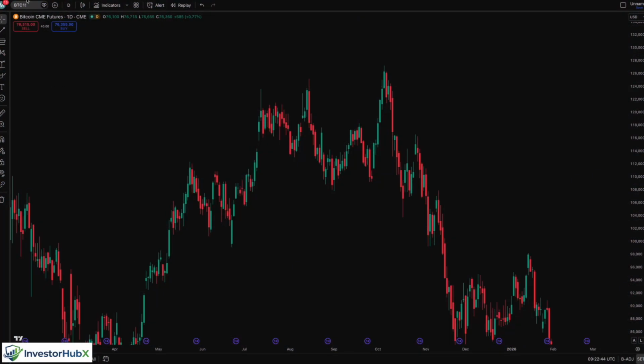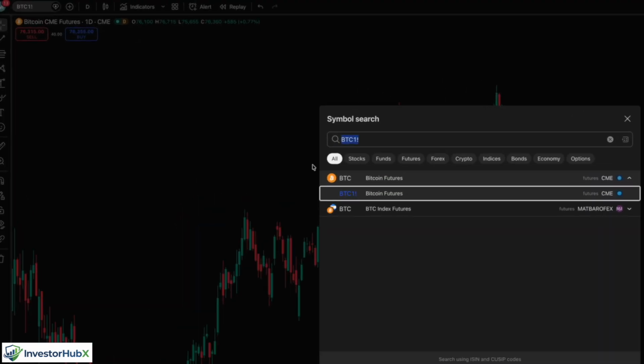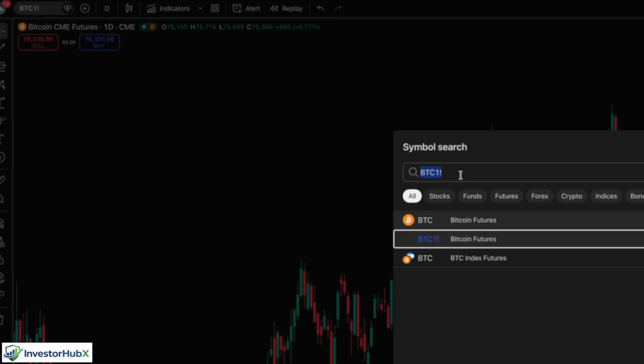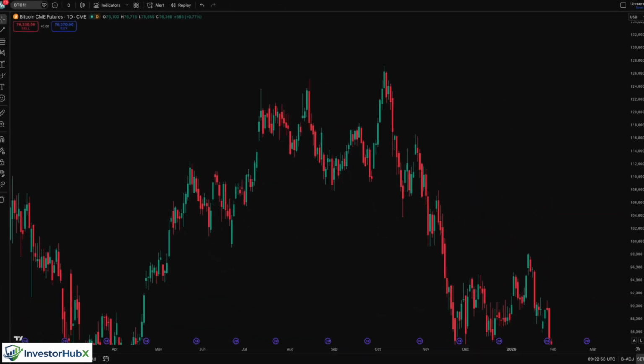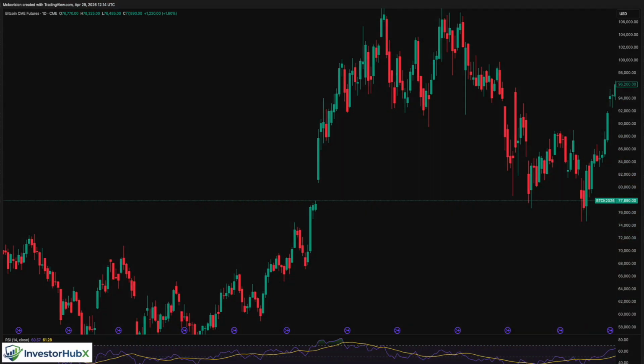To view the Bitcoin CME chart, head over to the symbol search area and type BTC1 followed by an exclamation mark. Remember, you won't see these gaps on the regular Bitcoin chart because that market trades 24/7. Now, let's look at some examples. This is the Bitcoin CME chart in the daily time frame. How many CME gaps can you see? Pause the video for a moment and have a look.